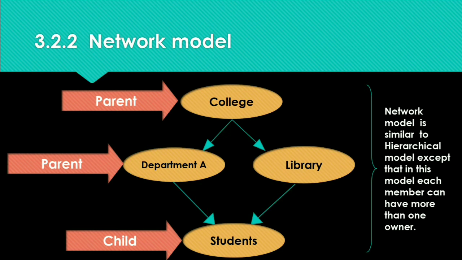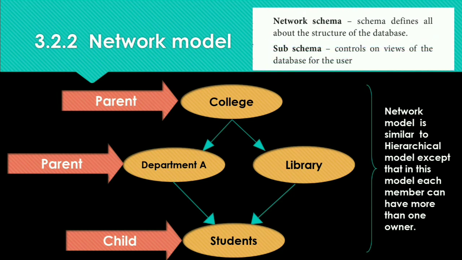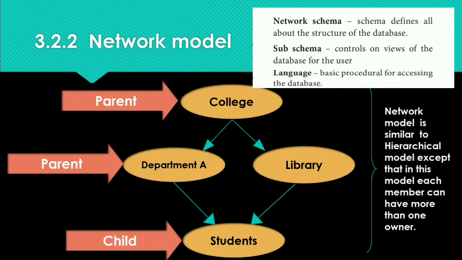Now this entire structure, the database structure, is actually called the network schema. How it is connected, how it is divided, everything. And the controls on the view of the database for the user are called the subschema. We should present it well. We will present it in different ways. Not all the tables will be accessible for everybody. To make the database accessible, we will use procedural languages. So that is about the network model.